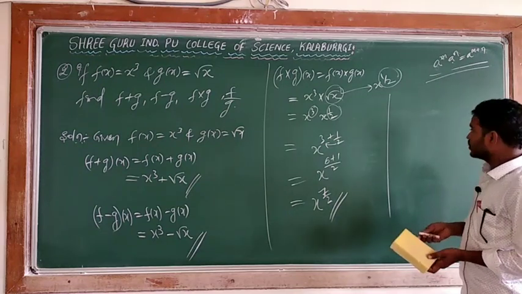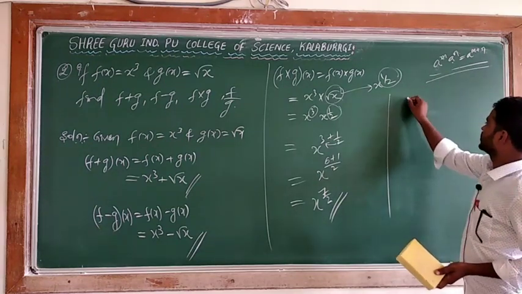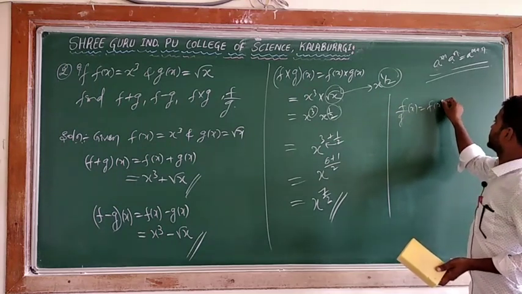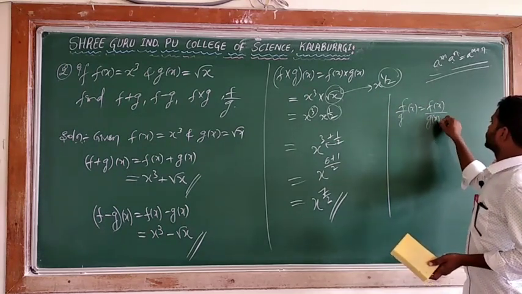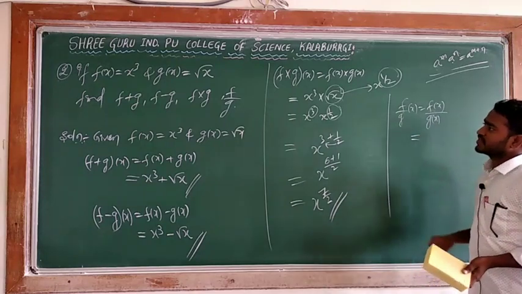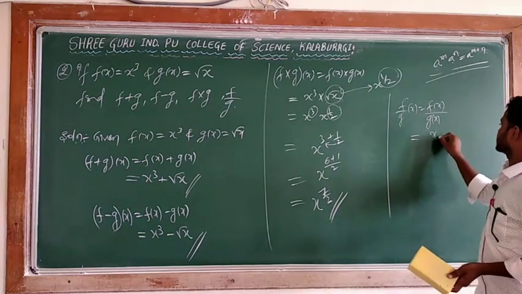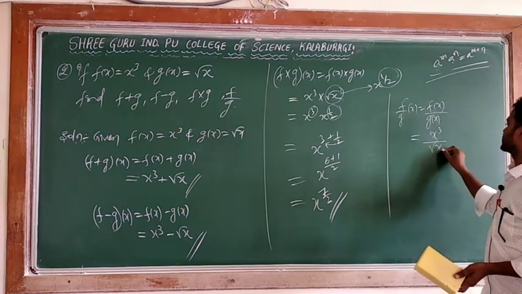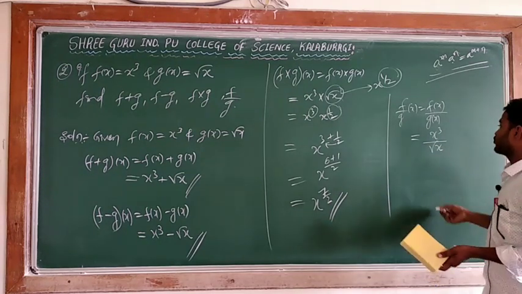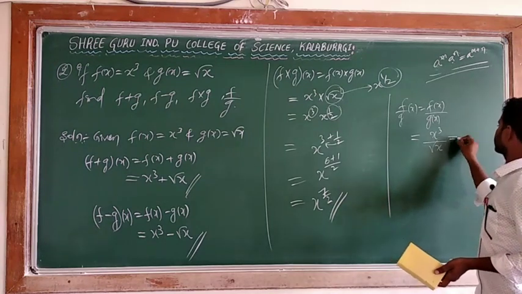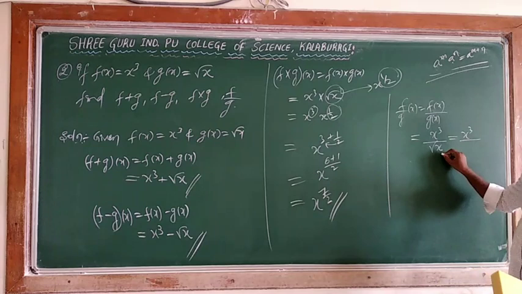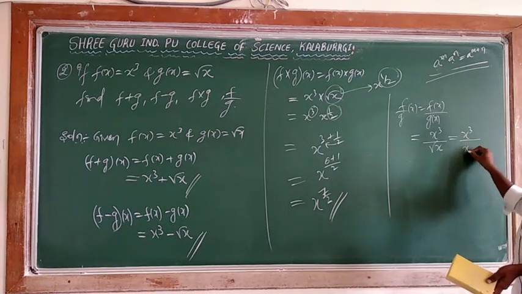Now, what is division? f by g of x. f of x divided by g of x. What is f of x? f of x is x cube divided by g of x, which is root x. This you can keep. Still more, if you want, you can write. I can write it is x cube. Can I write root x as x to the power 1 by 2?